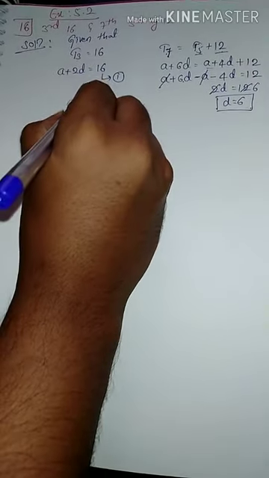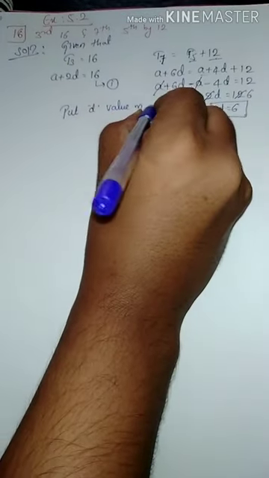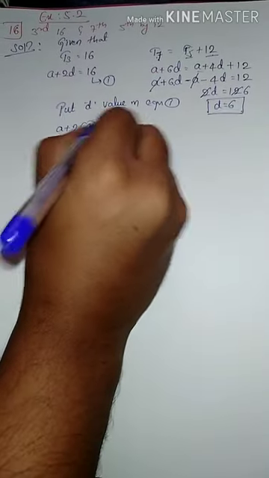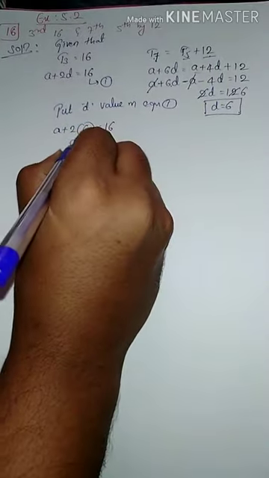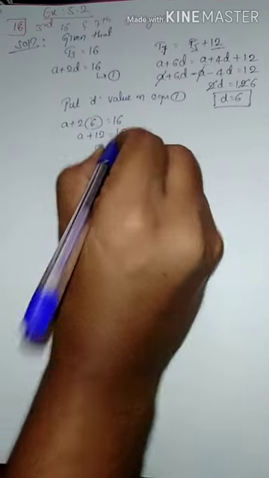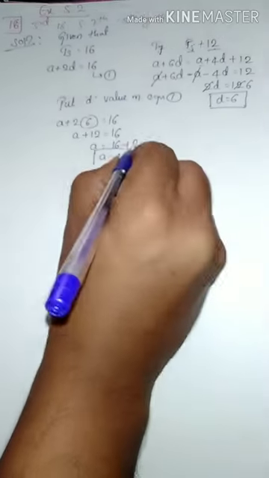So now put the D value in equation number 1. So equation number 1 becomes A plus 2 into D, which is 6, is equal to 16. A plus 2 6s are 12 is equal to 16. A is equal to 16 minus 12. So A is equal to 4.